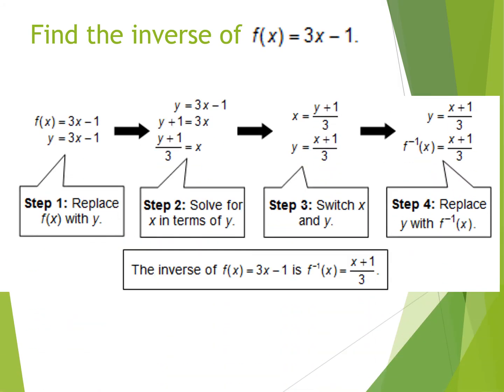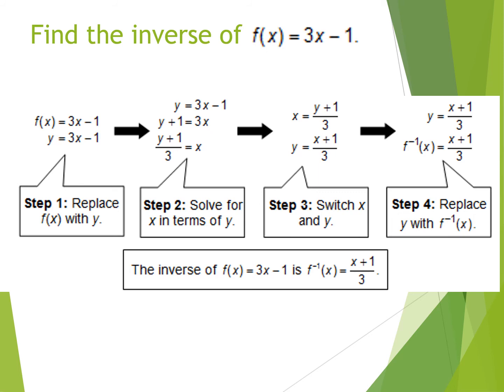I have another thing to do to get the inverse. f of x equals 3x minus 1. I can get it from the function itself. How? The first step, I will change the f of x to y, then it will be 3x minus 1 as it is. Then I'm going to solve for x. Take everything away from x.